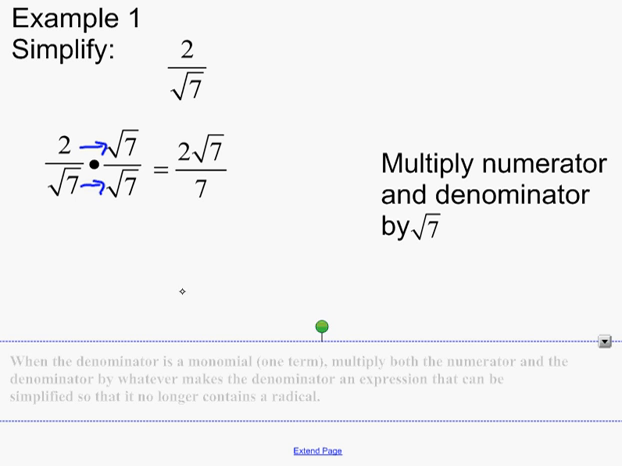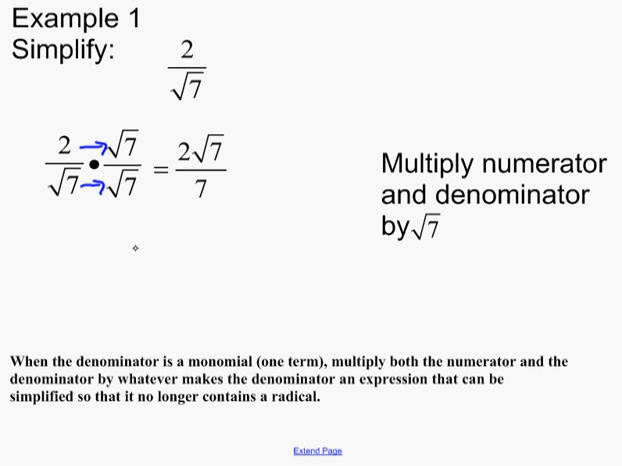Okay, so when the denominator is a monomial, one term, multiply both the numerator and the denominator by whatever makes the denominator an expression that can be simplified so that it no longer contains a radical. And that's what we did here when we multiplied by radical 7 over radical 7.